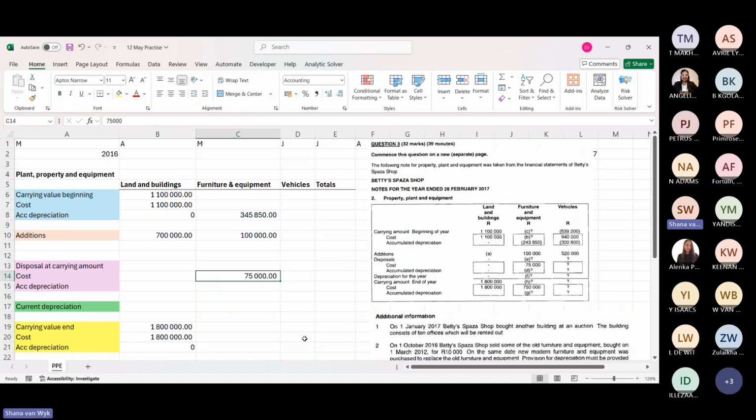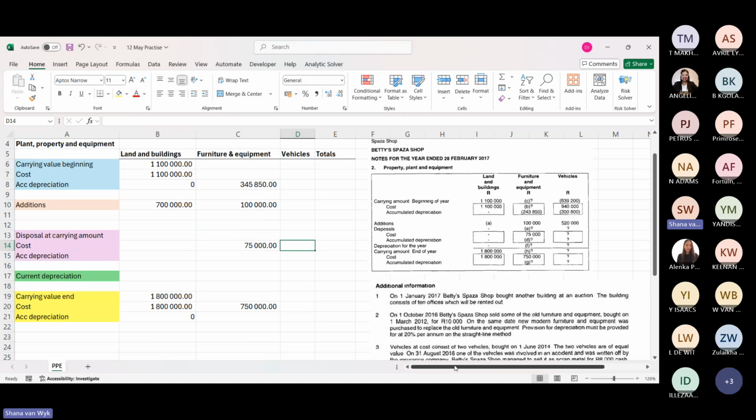I'm just filling in this line because it's very close. Are you filling in all of what is on the note itself? Yes, it's just for the future. Okay. For furniture, and then we can look at the next one. Yeah, okay. So number 2. On 1 October, they sold some furniture. They bought some furniture.